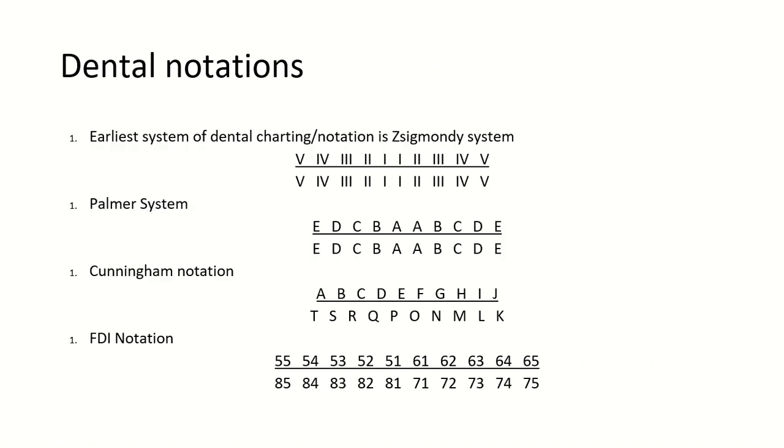Now the various dental notations. Notation in the Zsigmondy system is done by Roman numbers up to 5, that is 5 4 3 2 1, 1 2 3 4 5. The Palmer system uses alphabets E to A, then A to E. In Cunningham notation, again alphabets are used, but A to J for the upper mandible and T to K for the lower ones. FDI notation is given by numerical figures.